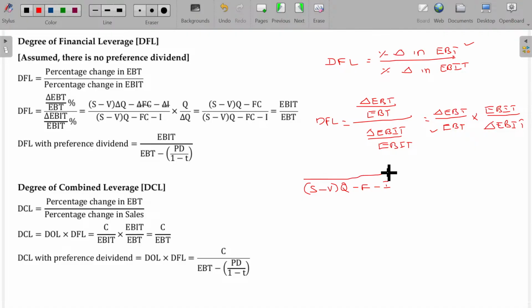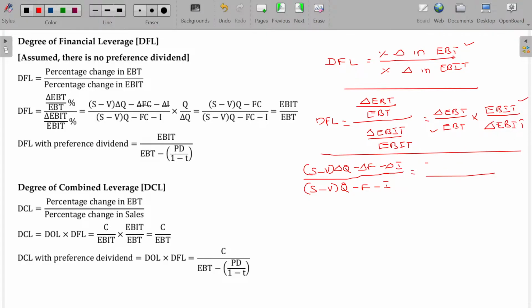In the numerator, change in that: sales minus variable cost into incremental quantity, change in fixed cost, change in interest. Is that okay? And in case of EBIT, sales minus variable cost into quantity, contribution minus fixed cost will be the EBIT. In the denominator, sales minus variable cost into change in quantity minus change in fixed cost. You are aware that change in fixed cost will be 0, change in interest also 0.